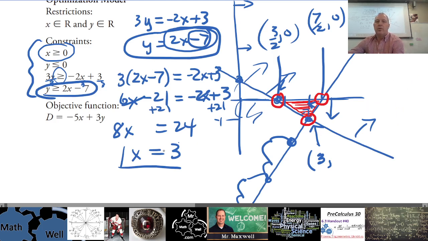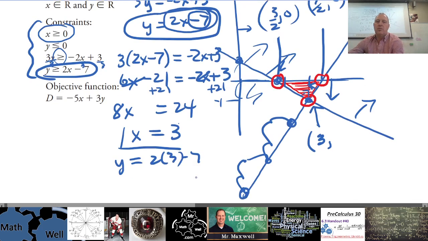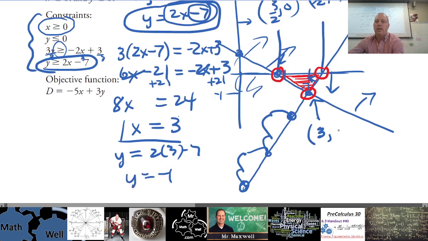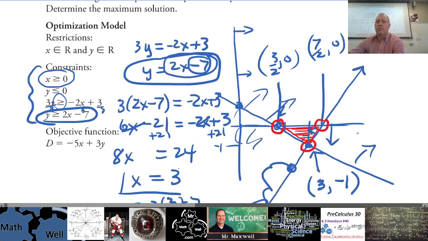Okay, so then you put your 3 in, so y equals 2 times 3 minus 7. That's going to be 6 minus 7, y equals -1. So this point is 3, -1. Okay? That's the stuff we haven't done for a while. That's the big part of number 2 there.